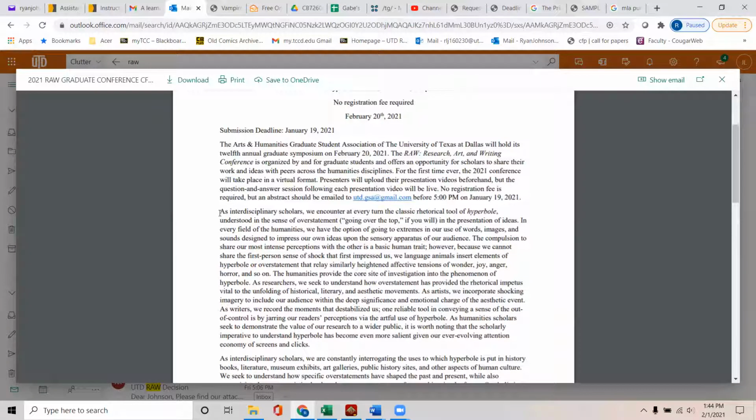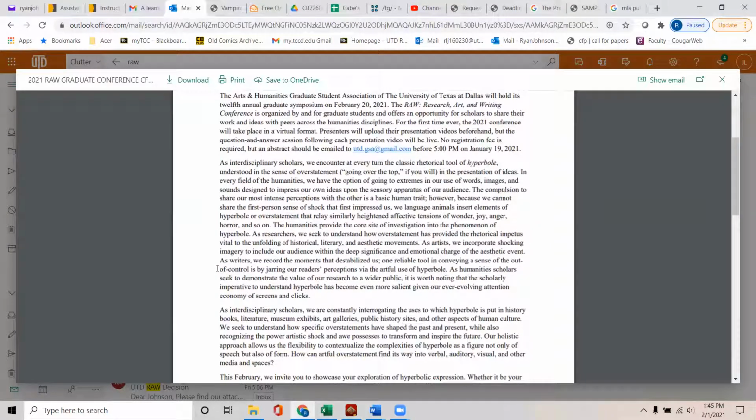As interdisciplinary scholars, we encounter at every turn the classical rhetorical tool of hyperbole, understood in the sense of overstatement, going over the top, if you will, in the presentation of ideas. In every field of the humanities, we have the option of going to extremes in our use of words, images, and sounds designed to impress our own ideas upon the sensory apparatus of our audience. The compulsion to share our most intense perceptions with the other is a basic human trait. However, because we cannot share the first-person sense of shock that first impressed us, we language animals insert elements of hyperbole or overstatement that relay similarly heightened affective tensions. Excuse me, of wonder, joy, anger, horror, and so on.